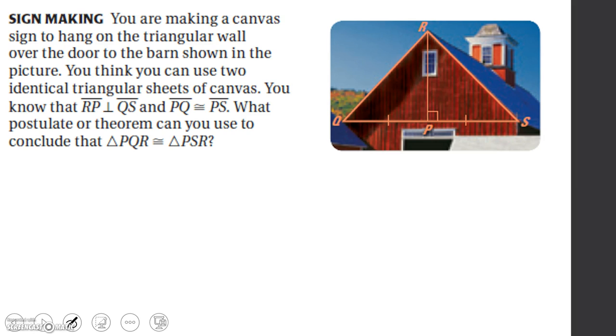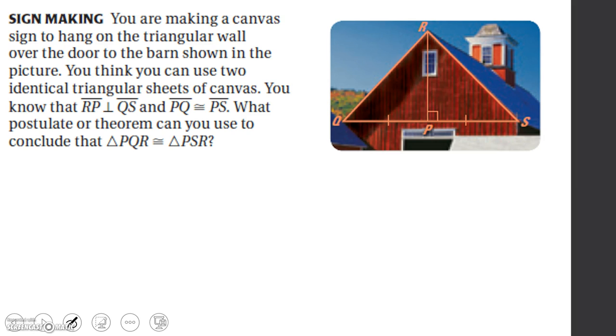Okay, our last example here: you are making a canvas sign to hang on the triangular wall over the door to the barn shown in the picture. You think you can use two identical triangular sheets of canvas. You know that RP is perpendicular to QS, and segment PQ is congruent to segment PS. What postulate or theorem can you use to conclude that triangle PQR is congruent to triangle PSR?